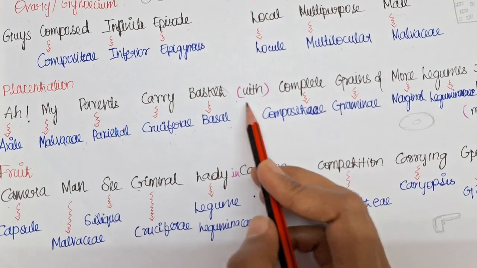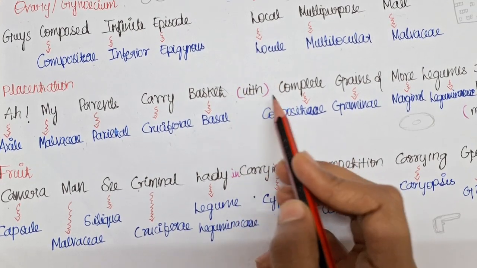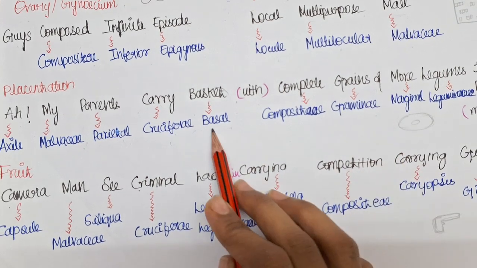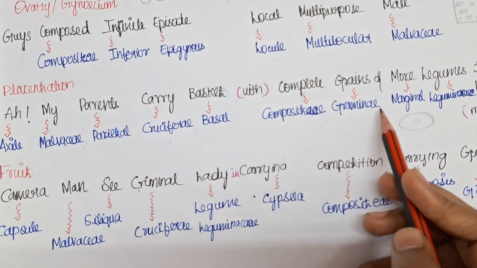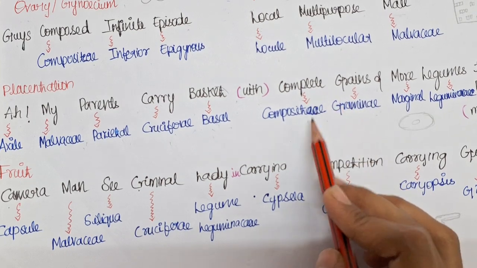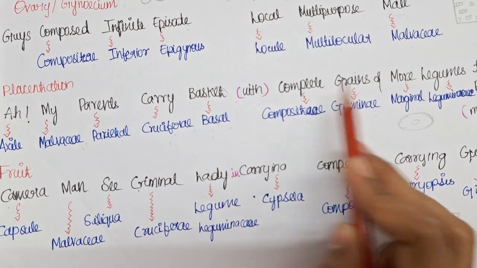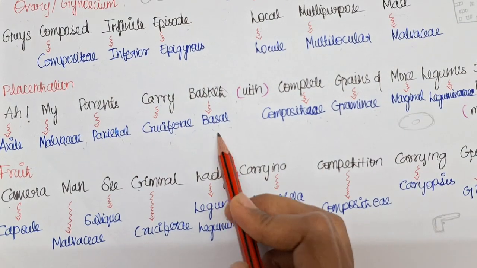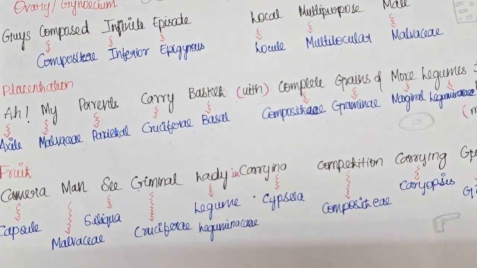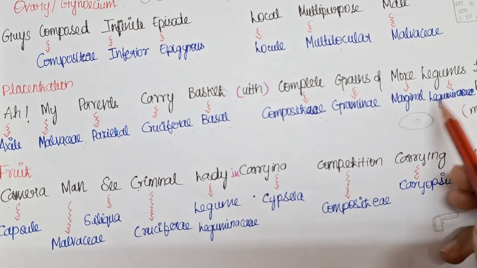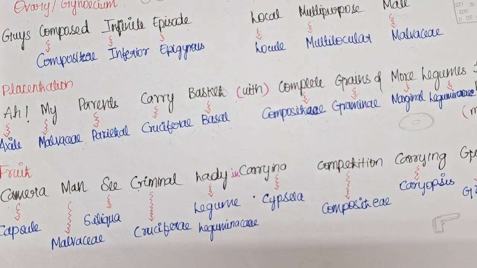This word is just for making the sentence. That's why I have bracketed it out. Okay. So grains mean graminae. So sorry, basal is seen in both composite and graminae. So complete grain means composite and graminae. What type of placentation is seen? Basal. Now more legumes means marginal, leguminosae. I hope it is clear.